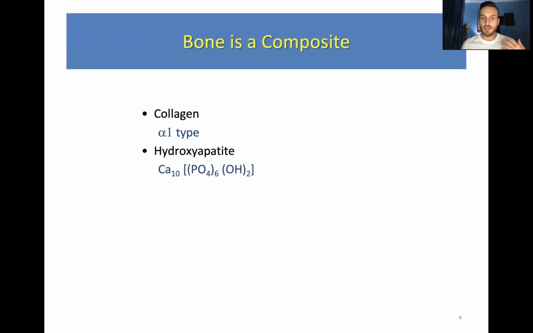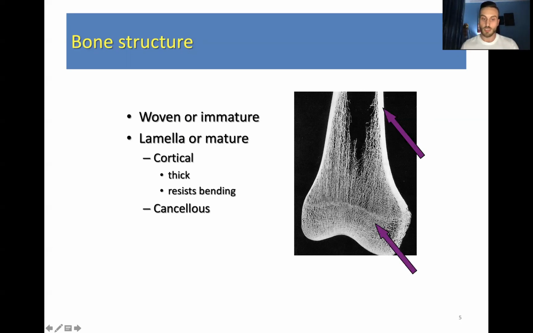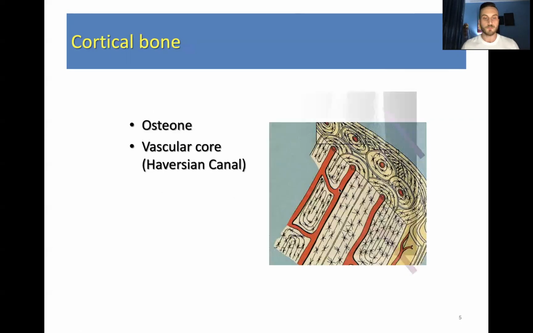As we already said in the last lecture, the bone is composed of collagen type 1 mostly and hydroxyapatite, calcium and phosphorus. In the bone structure, we have the woven bone, which is the newly made bone, and we have the lamellar bone, which is the mature bone. In the lamellar bone, we have the cortical, as you can see here, this is the cortical bone that we already mentioned. And we have the cancellous, or the spongy bone. This is the spongy bone, okay?